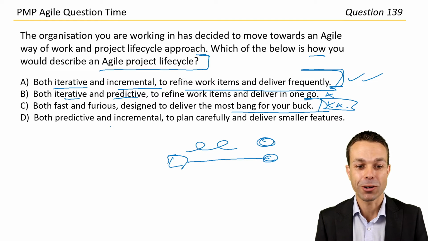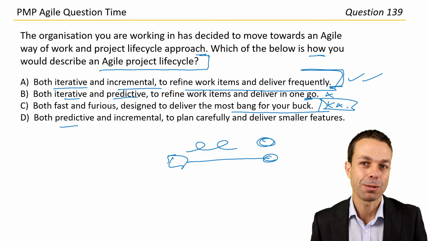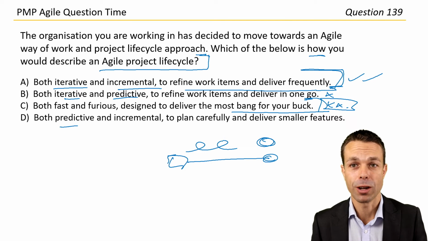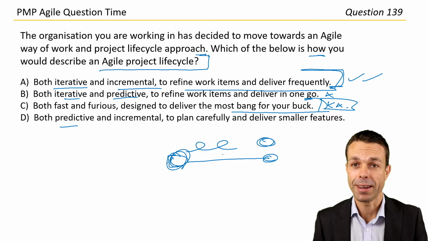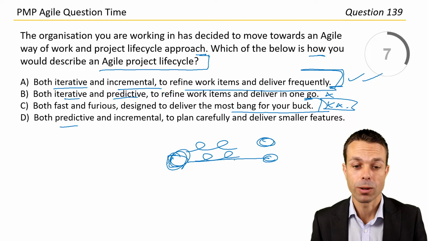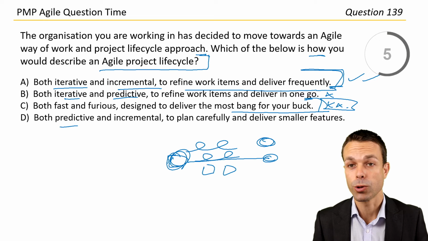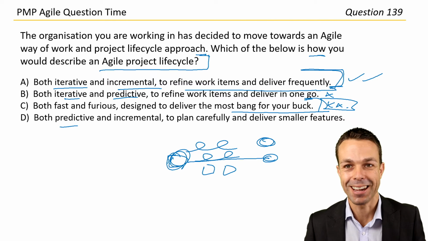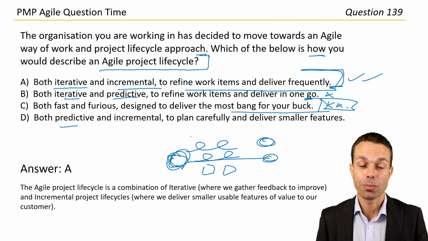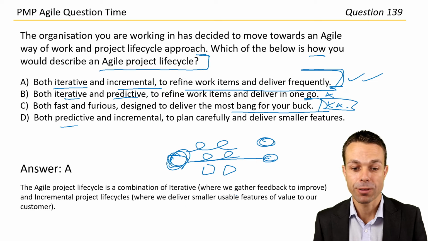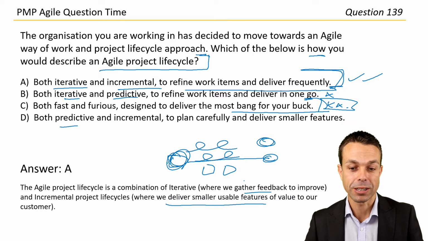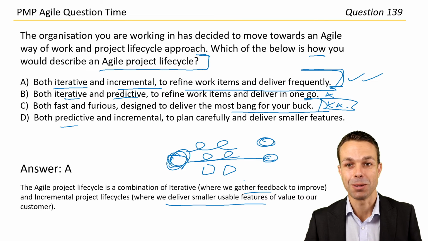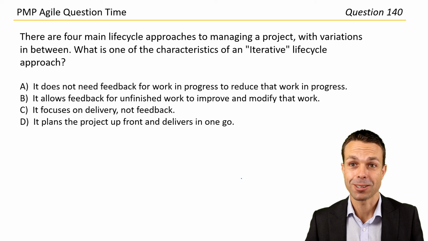Both predictive and incremental. Anytime it's predictive, it's probably not going to be an Agile way of work because it's all planned up front. And in Agile, we want to adjust. We want to take an incremental approach where we're delivering in increments, but also iterating and improving over time. So let's lock in answer A. Answer A, the Agile project lifecycle is a combination of iterative, where we gather feedback, and incremental, where we deliver smaller usable features of value to our customer. All right, great question. These are going pretty well.